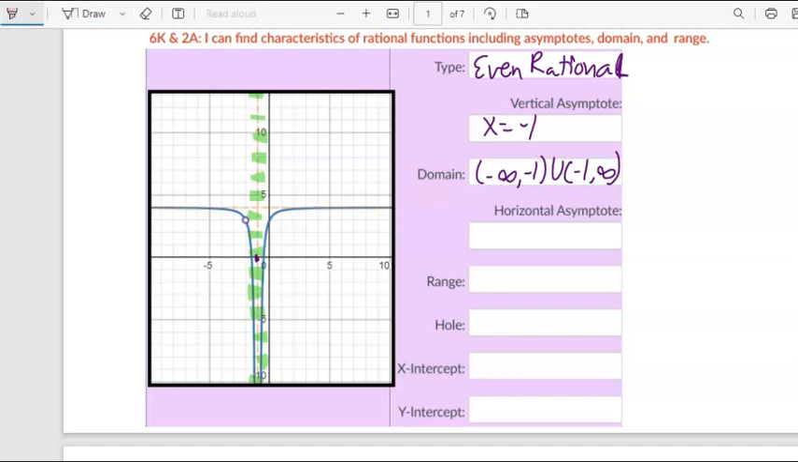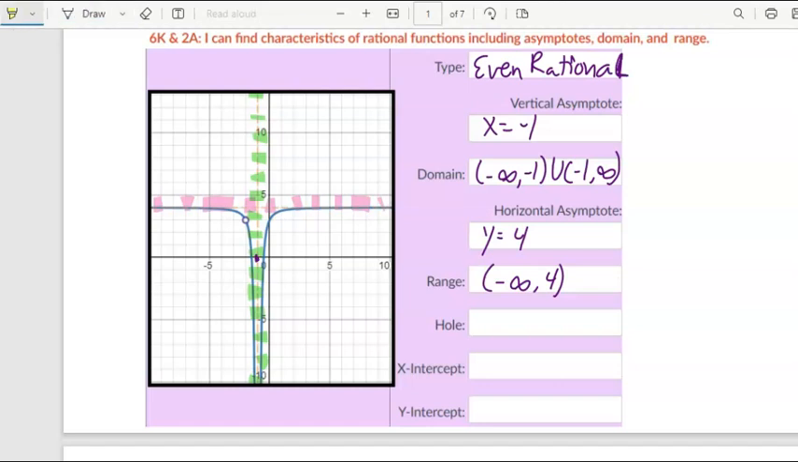For the horizontal asymptote, it's this line right here going across on the left side. It looks like it's approaching 4, and on the right side it's approaching 4. That's our horizontal asymptote, y equals 4. So the range is going to be from -infinity to 4. Notice the graph does not go above that y equals 4.